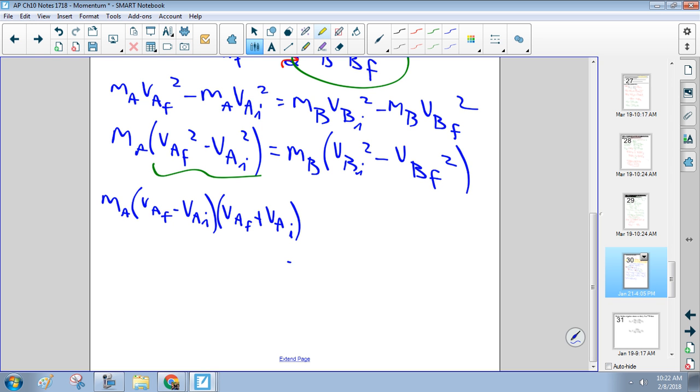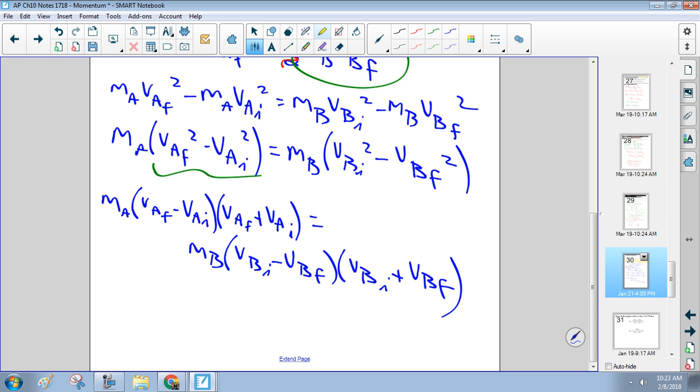I know, I'm sorry. I usually don't go through the algebra on this stuff, but I feel like this one's important. I don't know why. I just do. All right, and then on the other side, you're going to get velocity of B initial minus velocity of B final times velocity of B initial plus velocity of B final. All right, we are 99% done. So is everybody up to where we're at?